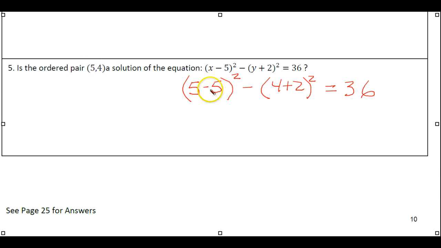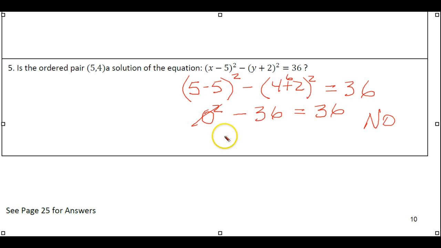So 5 minus 5, this is 0 squared. Minus, now y is a 4. 4 plus 2 is 6. 6 squared is 36. Does that equal 36? Well, here this doesn't count for anything. That's just a 0. And we have a negative 36. Does that equal 36? No. This was on the wrong side of the number line.